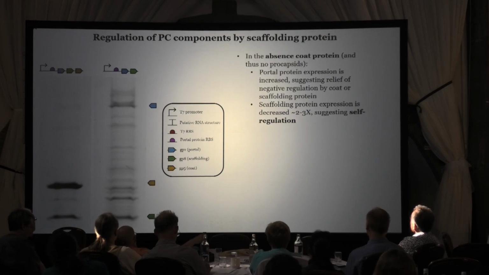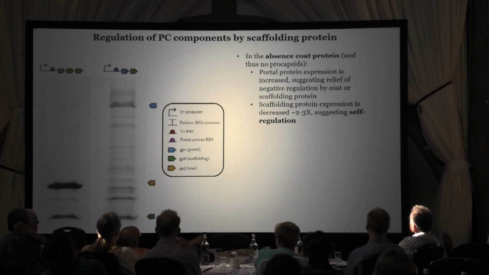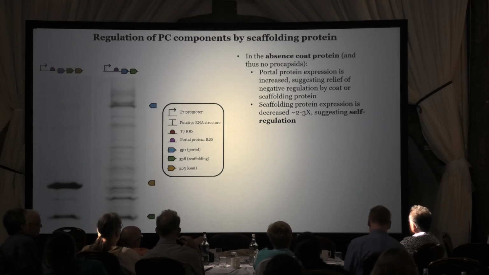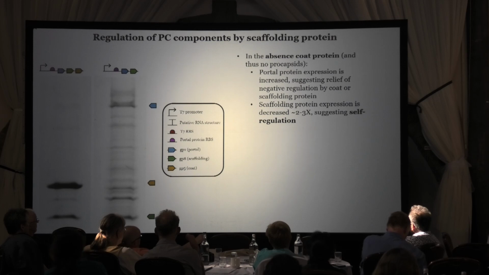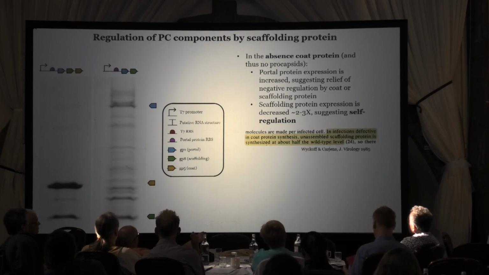So another thing that I noticed was that there were differences depending on if coat protein was present. In the absence of coat protein, and thus no chance of procapsid assembly, portal protein expression is increased, suggesting that there's some relief of negative regulation, perhaps by coat protein or perhaps by regulation of scaffolding protein. And scaffolding protein expression is decreased 2 to 3 times, suggesting self-regulation. And this, again, has been seen by Castjans et al.